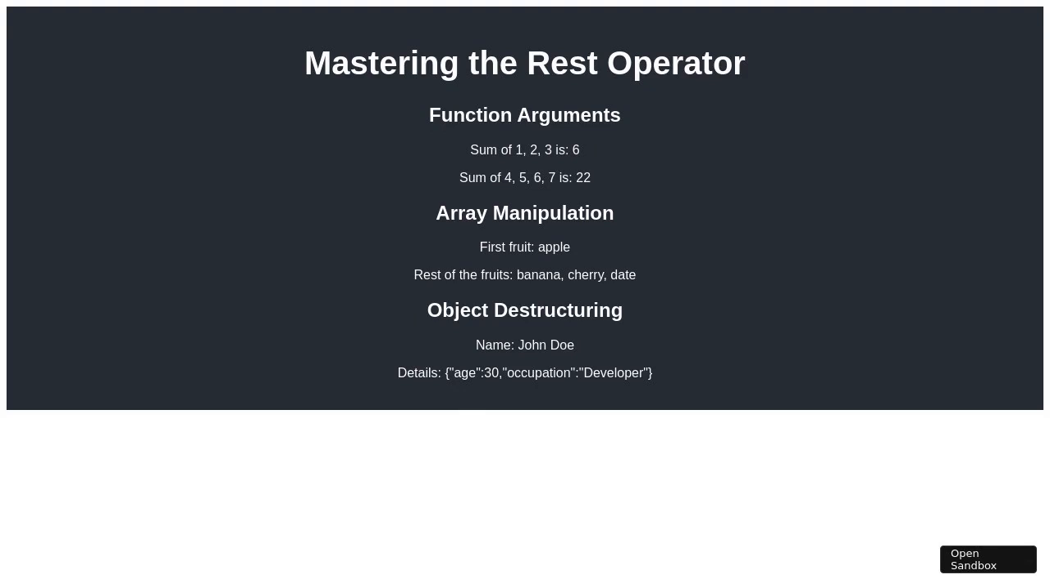Next, we observe the array demo component, where we separate the first fruit, apple, from the rest of the fruits, banana, cherry, date. This demonstrates the power of array manipulation using the REST operator. Finally, we focus on the object demo component, where the name John Doe is extracted from a person object, leaving the rest of the details, age and occupation, as a separate object. This showcases how the REST operator can simplify object destructuring and data handling.